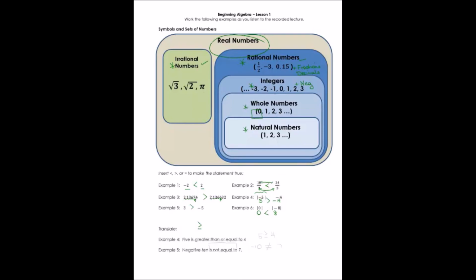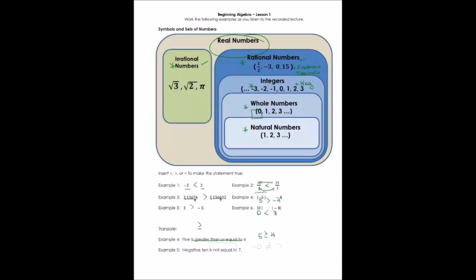So I'm going to put 5 first because that's what's first in my number, and then I'm going to say is greater than or equal to. Well, that's the greater than or equal to sign, and then I'll put the last number, 4. I'm just translating it straight like it is written in the statement. Most translation is done just that way.